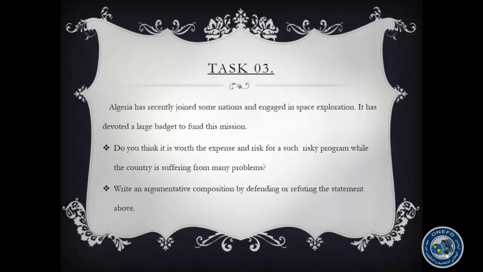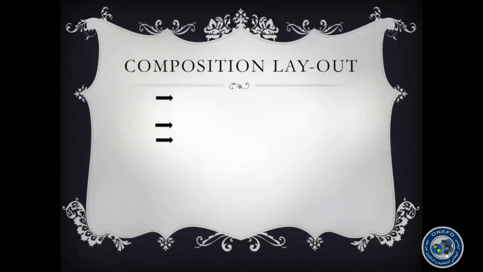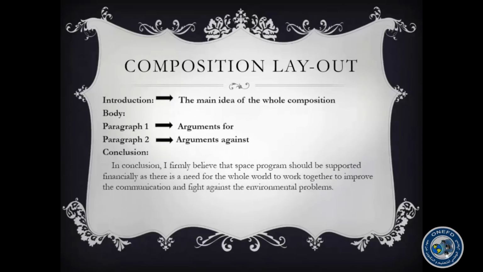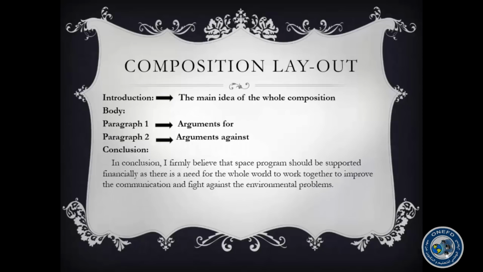So you can organize your ideas or arguments, whether for or against. Then before writing you have to organize your composition. So that's why you need a layout. In a composition you have three parts: the introduction, the body, and the conclusion. So let's look at the introduction. In the introduction, you generally explain the main idea of the whole composition.